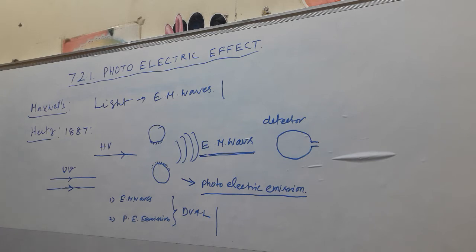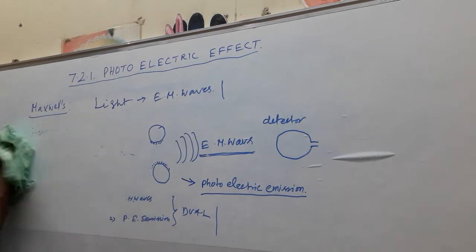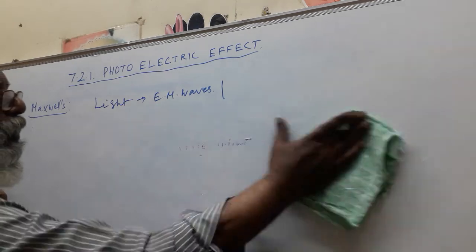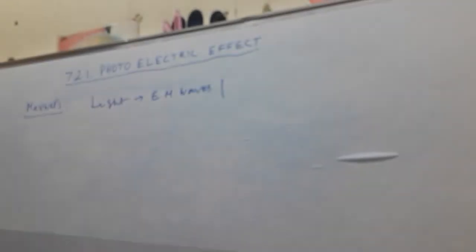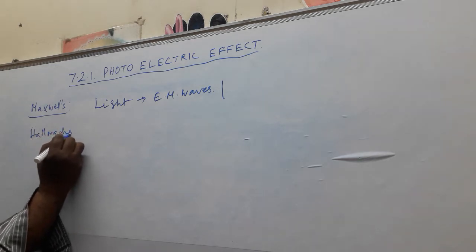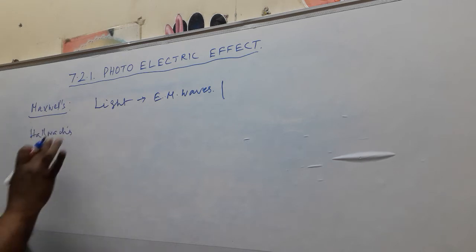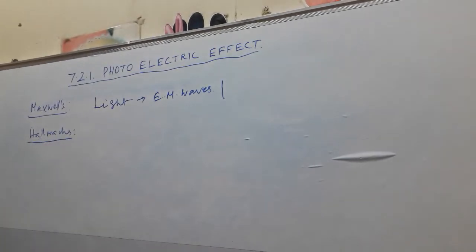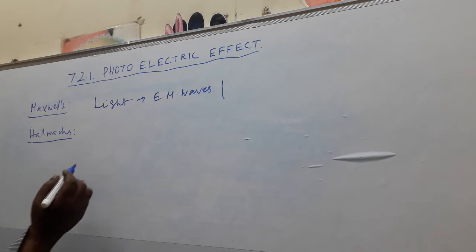Next, another scientist, Hallwachs, a famous scientist. Hallwachs experiments. He supported Hertz's experiment. Why is the spark so vigorous when the ultraviolet rays hit the surface of the metal sphere? That's the thing he wanted to find out. For that he conducted an experiment, the Hallwachs experiment.